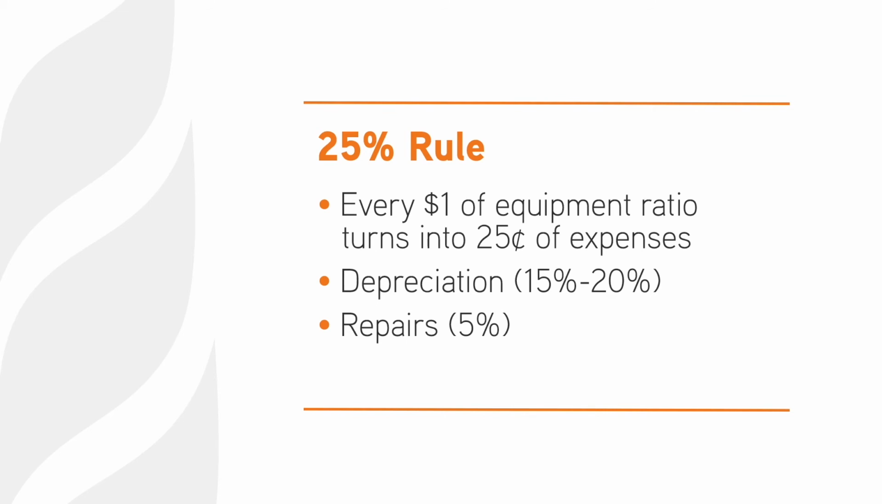So double your equipment ratio, generally you're going to double your repair costs. And there's a range there, but 5% is pretty much where it's at. Some people are high, some people are low. 5% is a good rule of thumb.